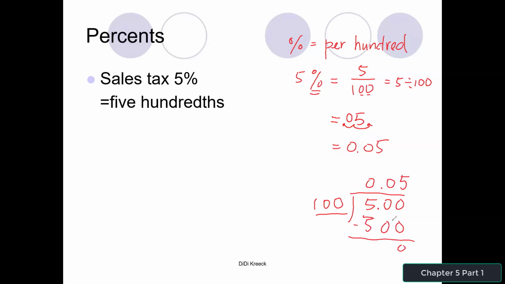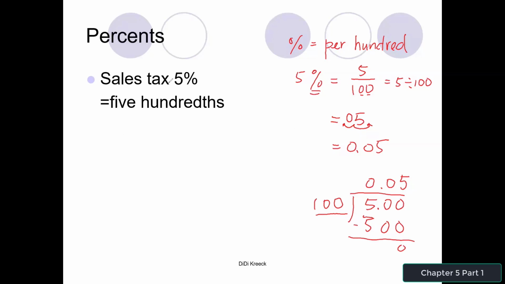That's how we get 0.05. Or if you remember the shortcut, when dividing any whole number by a power of 10, simply move the decimal point to the left as many places as there are zeros in the power of 10.